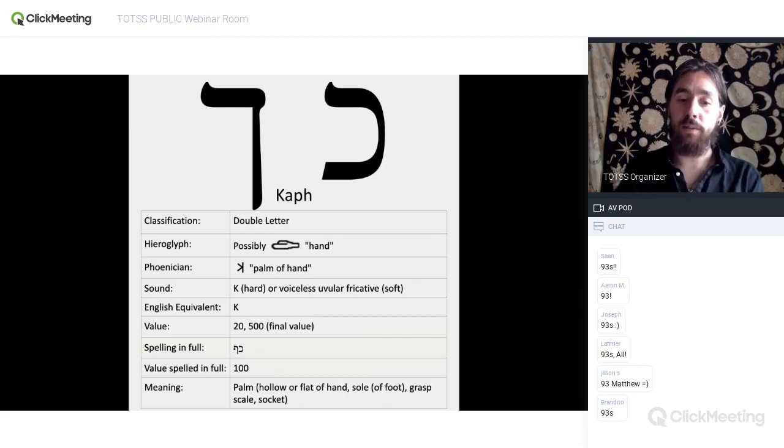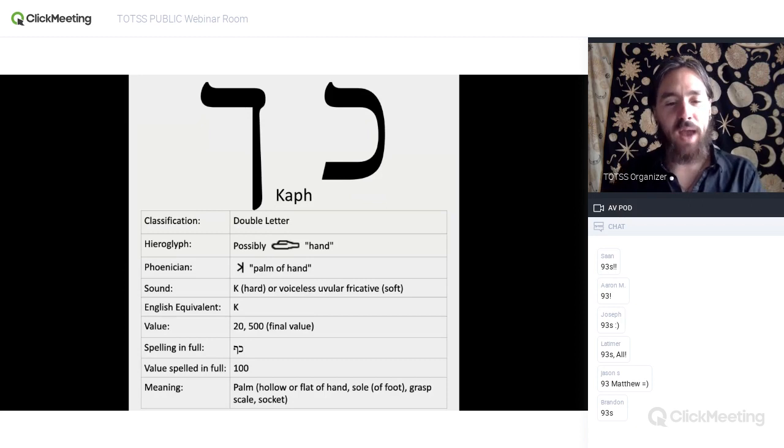But Kaph is just the palm of the hand, also like the hollow of the hand or the flat of the hand. It can also be the sole of the foot, because I guess your sole is your foot palm. It can also mean other derived meanings from here, like to grasp. It can also mean scales. Now, this would be a scale like something that you would weigh, like a weighing scale, not like the scale of a fish.